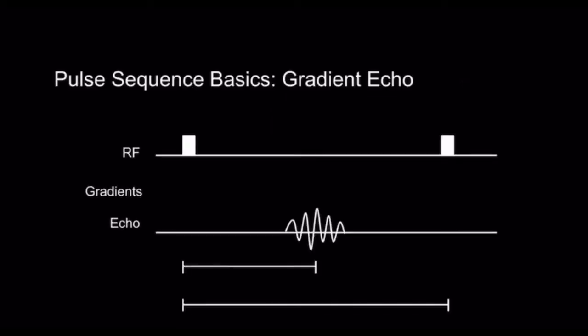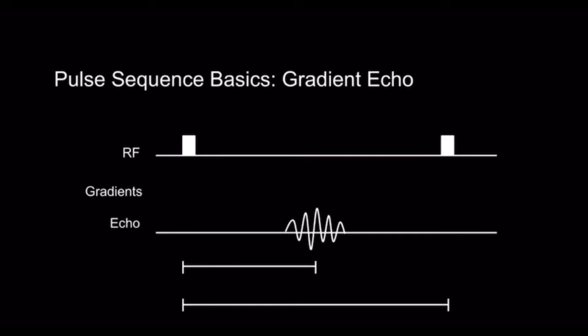I'll be honest, it's tough to do justice to this topic in a short video, so if you have no background and this gets a little confusing, don't worry, just keep watching and understand the key principles toward the end of this video, namely that short TRs emphasize T1 effect and long TEs emphasize T2 effect.